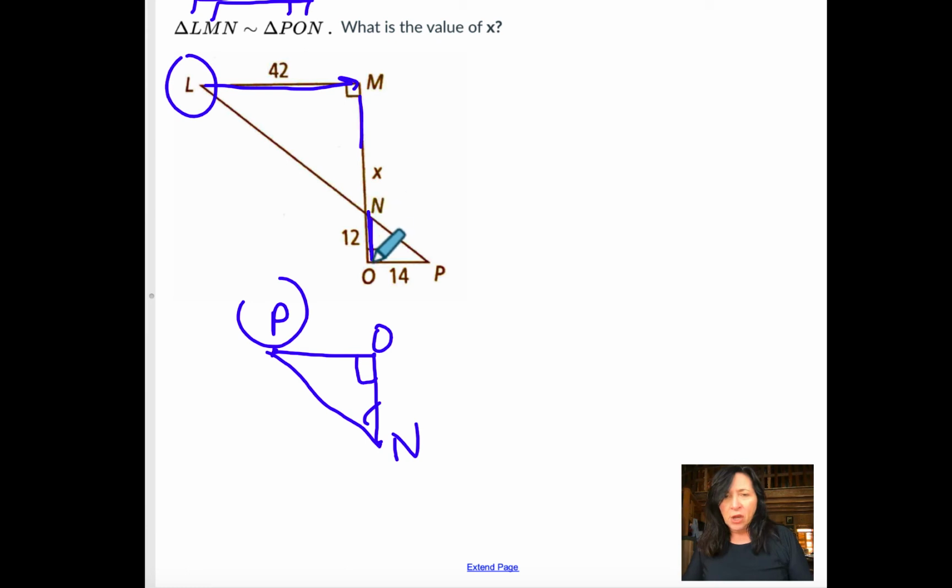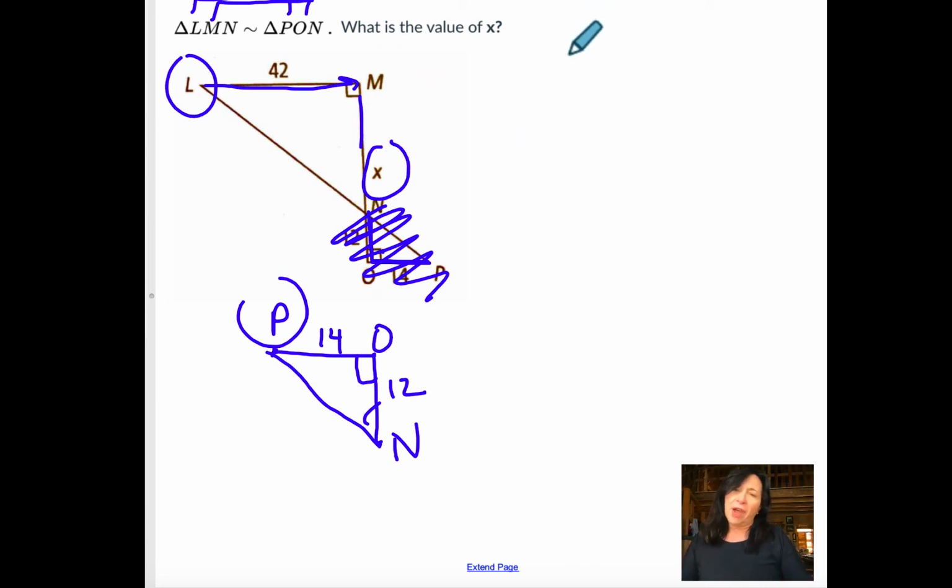I know that NO is 12, so I'm going to put 12 here. And OP is 14, and that's there. So now I'm going to cross these out because I want to find X. I want to find the value of X. So I'm going to find my scale factor, and my scale factor is 42 to 14, and that's large to small. That's my scale factor.